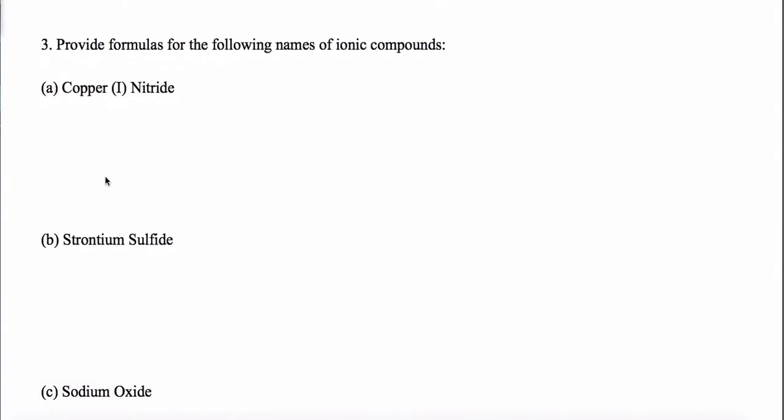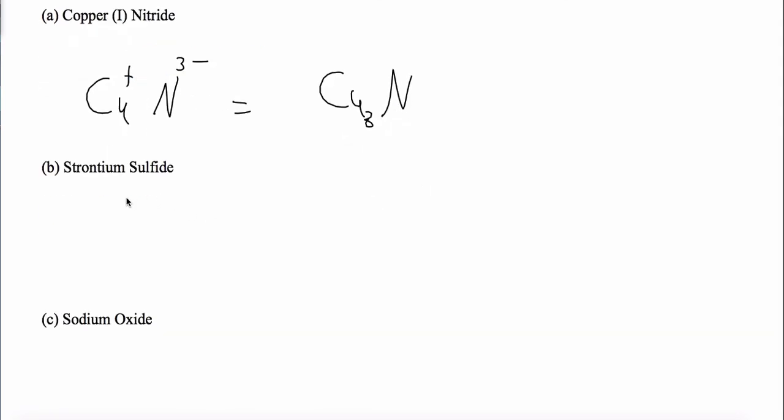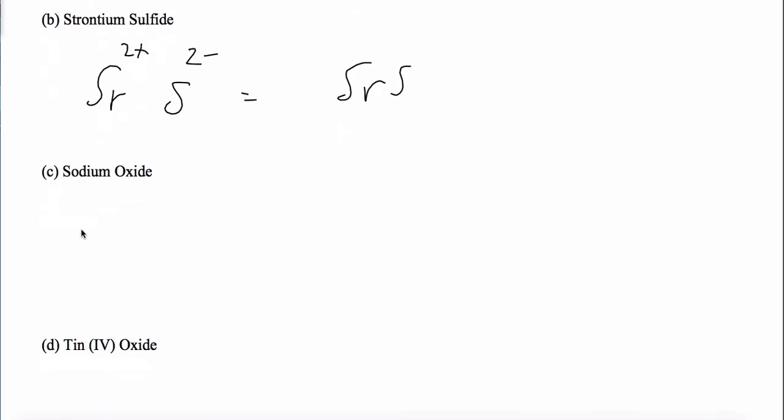So when we look at something like this, it means the charge of copper is + and nitride is 3-. So that's going to require 3 of these to balance out that 1 nitride. We know that strontium is 2+, and we know that sulfide is 2-. They already balance each other out, so it's going to be SrS. Sodium is Na+, O is 2-. That means you need 2 Na's to balance out that oxygen there.